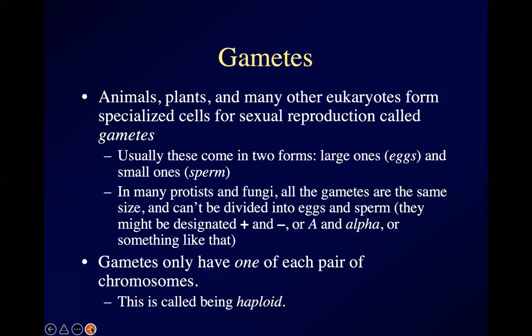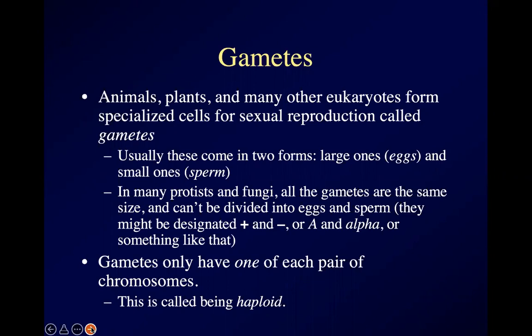In many protists and fungi, the gametes are all the same size, so we don't divide those up into eggs and sperm. Sometimes we can divide them up into separate mating types, and we might call these plus type and minus type, or type A and type alpha. Doesn't really matter for our purposes here. Sometimes gametes come in two different forms, and sometimes they don't. And here's the thing, gametes only have one of each pair of chromosomes, and we call this being haploid.